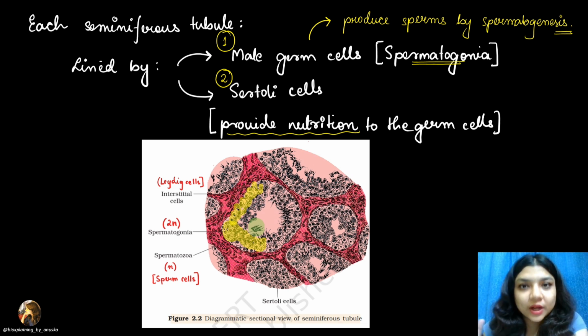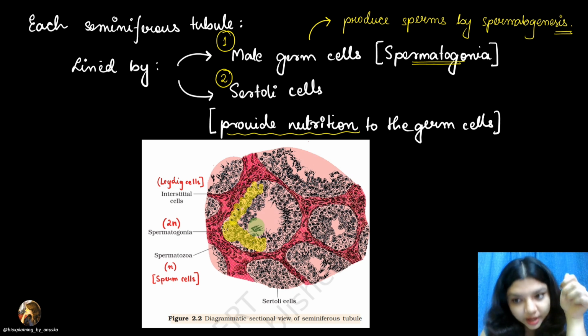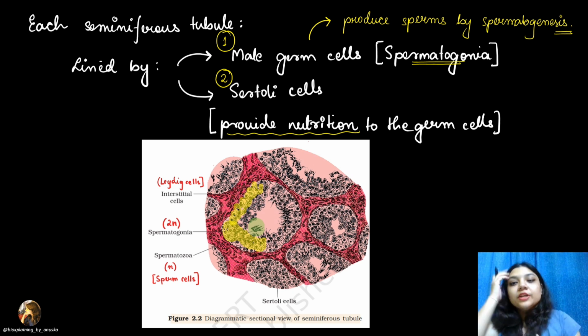Okay. So once again, what is there in seminiferous tubules? There are two types of cells. One is your male germ cell, spermatogonia, and the second is Sertoli cells, whose function is to provide nutrition to the spermatogonia. Fine.